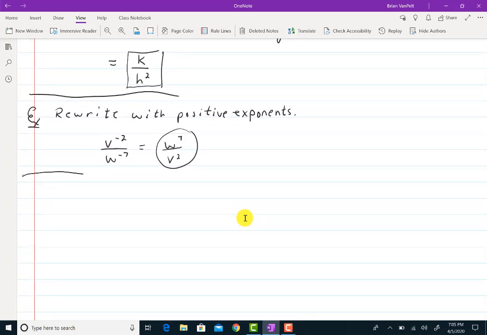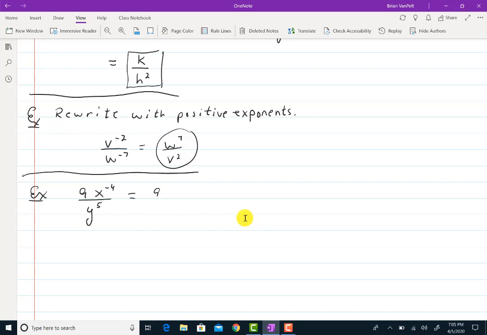Now we're going to start mixing it up a little bit with the following. 9x to the negative 4 divided by y to the 5th. I think I'm going to do this one in detail, but then the rest of them after that I probably won't have to use as much detail as this one.